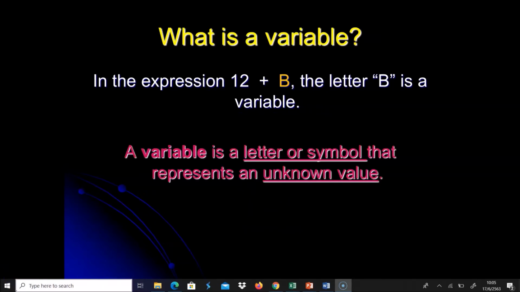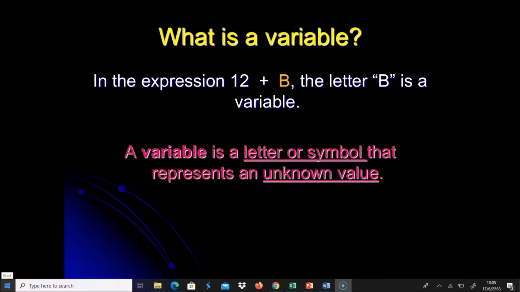What is a variable? In the expression 12 plus b, the letter b is a variable. A variable is a letter or symbol that represents an unknown value, meaning a missing quantity.